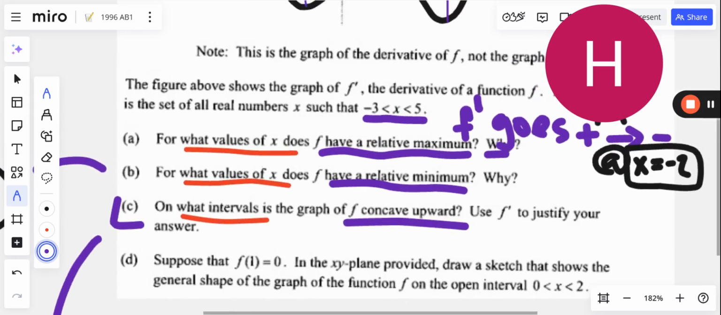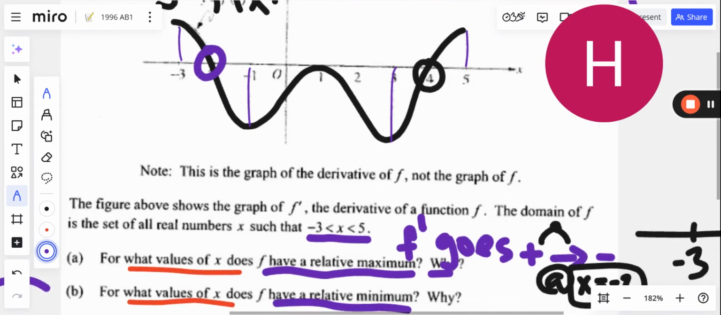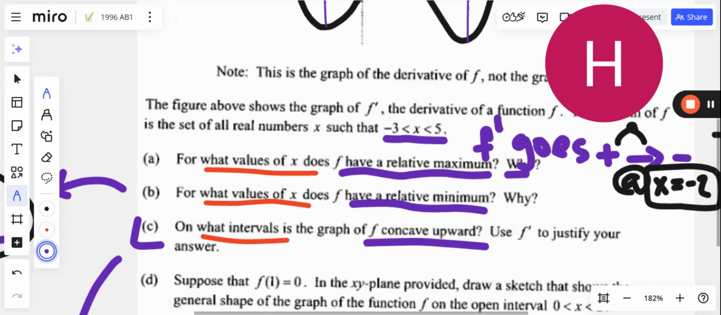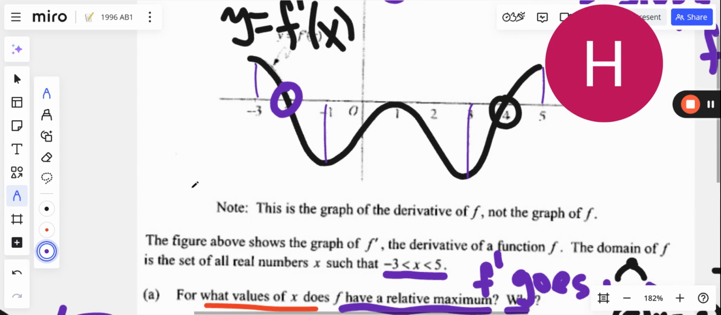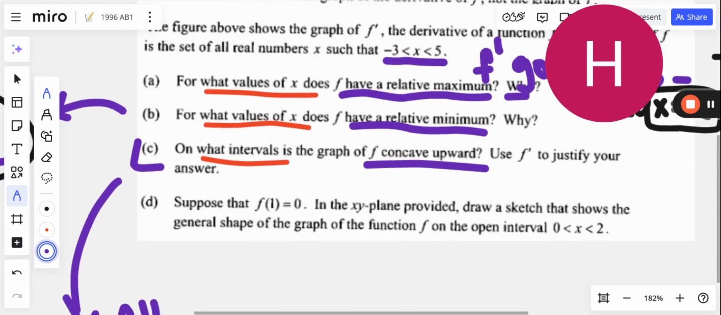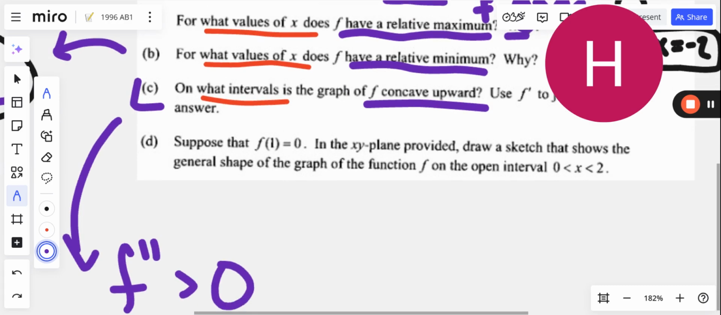If I want to know the concavity of this graph, f prime, I would have to go 2 derivatives forward. That would take me to f triple prime, and that would tell me the concavity of f prime. And if I wanted f double prime's concavity, I would have to go 2 derivatives up to the 4th derivative of f, for example. So we just want to know about the concavity of f, which means you go forward 2 derivatives. That's f double prime.